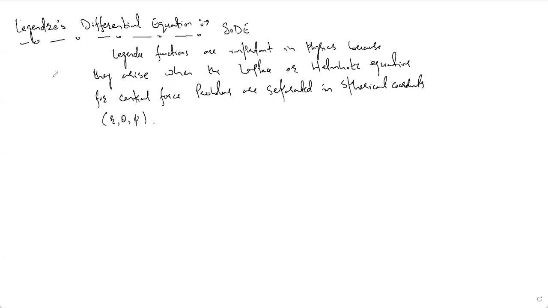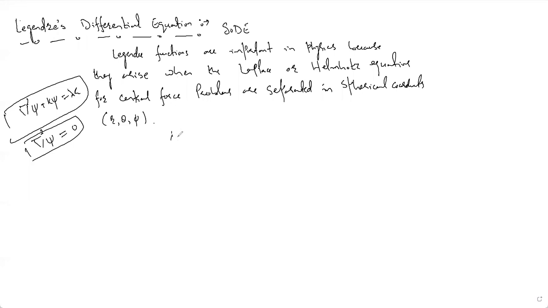So the Helmholtz equation is of this kind, del squared psi plus k squared psi equals some lambda, or the Laplace equation, del squared psi is equal to zero. If you go back through your notes, you will see that we separated out the Laplace or the Helmholtz equation in spherical coordinates, and the differential equation which arises there is of this form: (1 minus x squared) y double prime minus 2x y prime plus m(m+1) y is equal to zero.